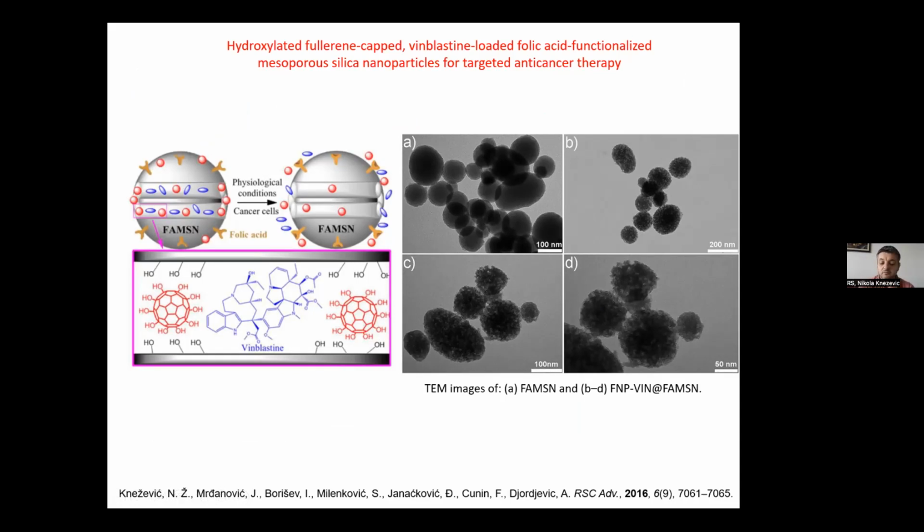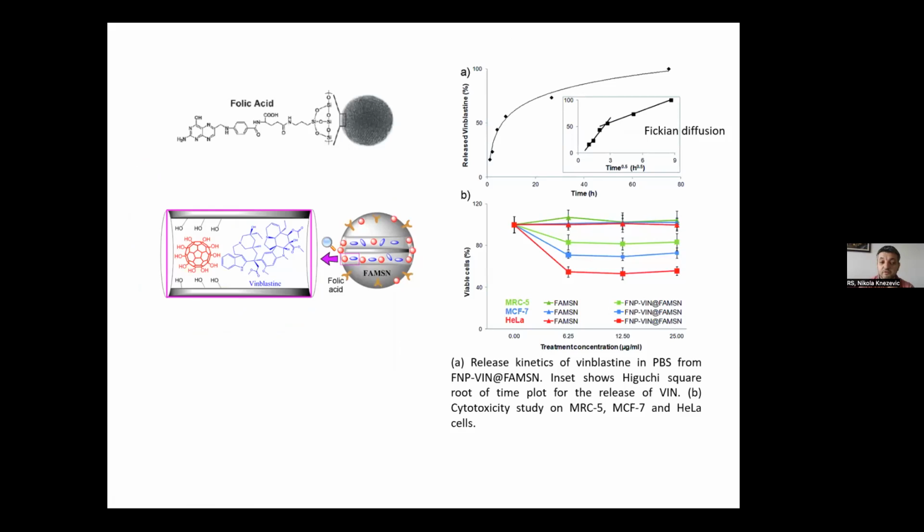But we also modified the surface with folic acid, targeting folate receptors, which are expressed in some cancers. And then we tested in cancer cell lines like HeLa, which have these folate receptors expressed, and we showed that it has higher toxicity on these types of cells than on other cancer cells, like MCF7, which do not have these overexpressed receptors, and also more than on the healthy cells, MRC5.